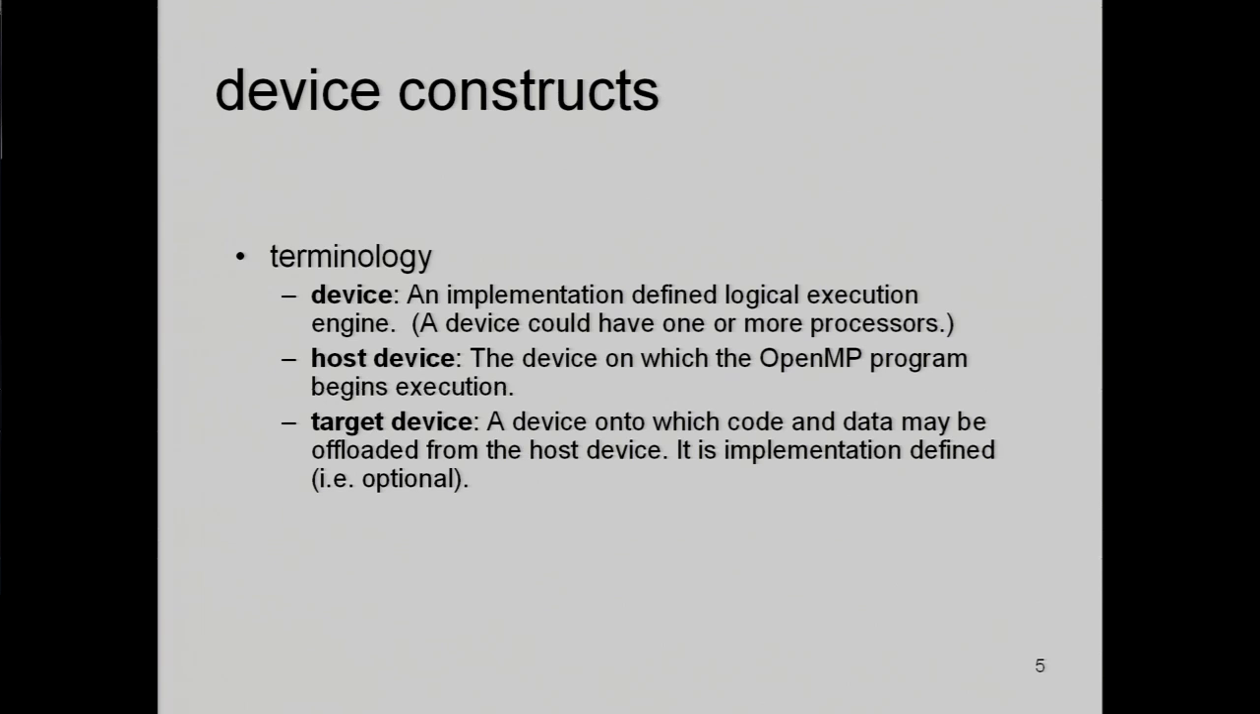We have two different kinds of devices in the specification and in the whole view of OpenMP. One is called the host device, and the other is the target device. The host device, we usually take as the CPU, and it is where the OpenMP program starts, or begins. The target device is a device onto which code and data may be offloaded from the host device, and this is implementation defined. So the target device is a device that is separate from the host, onto which you can put some data and some code and execute it.